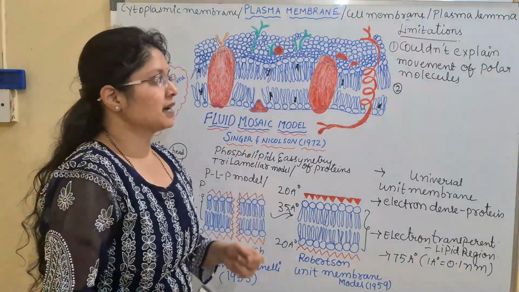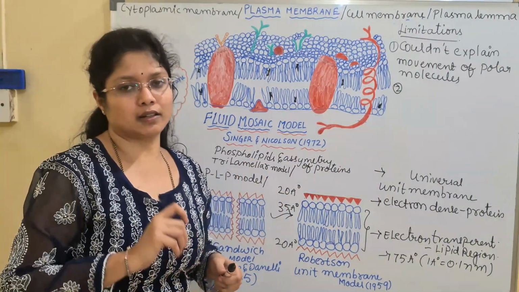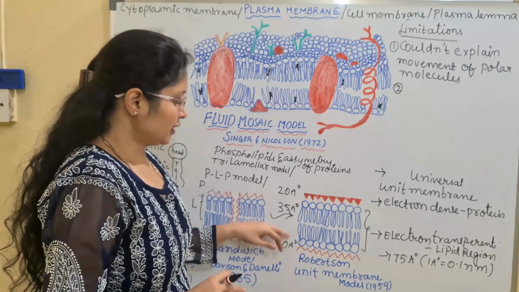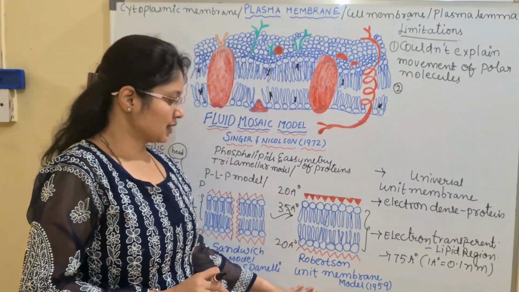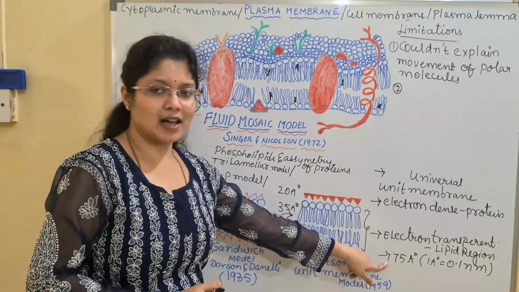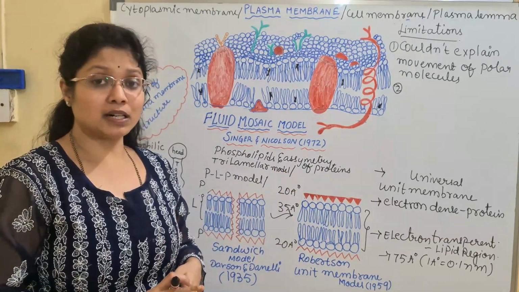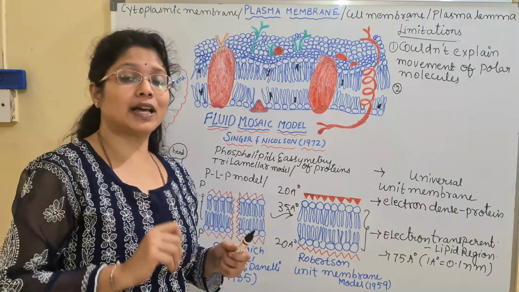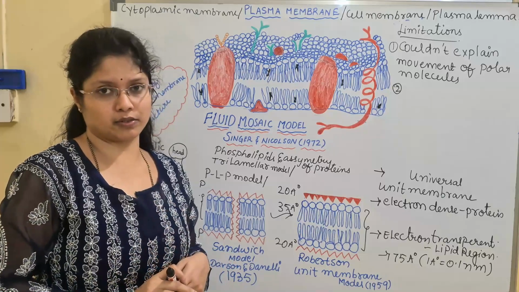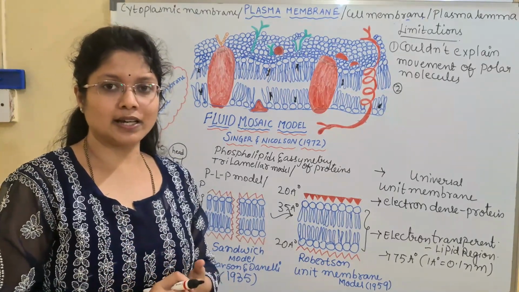The second important limitation or failure is the thickness. The predicted thickness according to Robertson is around 75 angstrom, that is 7.5 nanometer, but there are cases where 8 to 10 nanometer thickness was also observed. So that was an exception to their postulate.